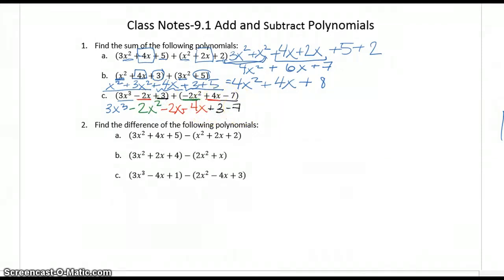So now that we've rewritten it, we want to combine the terms that are alike. We only have one term with x cubed, so that stays 3x cubed. We only have one term with x squared, so that stays minus 2x squared. We have minus 2x and plus 4x, which combined together gives us a positive 2x, because minus 2 plus 4 gives us plus 2. And 3 minus 7 gives us minus 4.